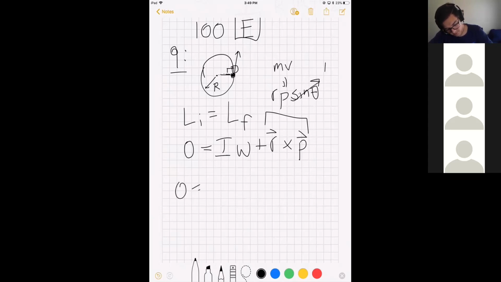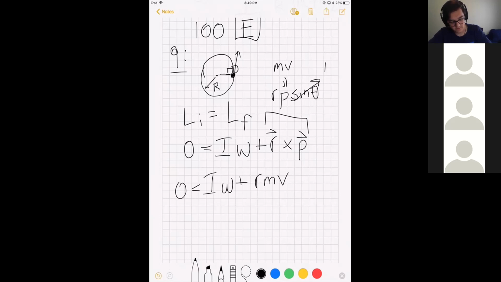So we have 0 is equal to I omega, and eventually we want to solve for what omega is. That's our goal here. Plus r m v, right? Because this is 1, r times m v is just what r cross p ends up being. So now we're going to solve for omega.